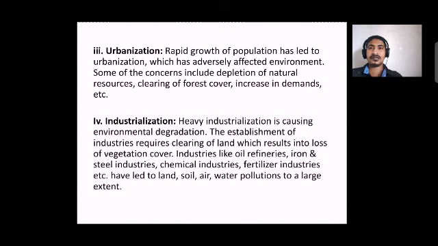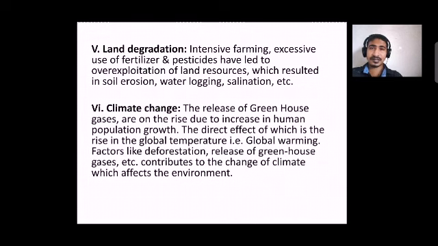Heavy industrialization is causing environmental degradation. We all know industries release an enormous amount of pollutants directly into the environment. This results into the loss of diversity, etc. Land degradation: intensive farming, excessive use of fertilizers and pesticides has led to overexploitation of the land resources, which results in soil erosion, waterlogging and salinization, etc.